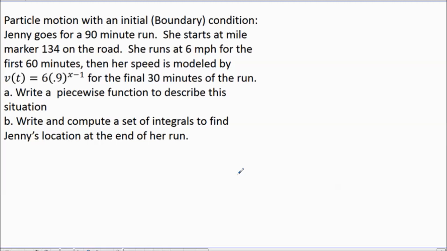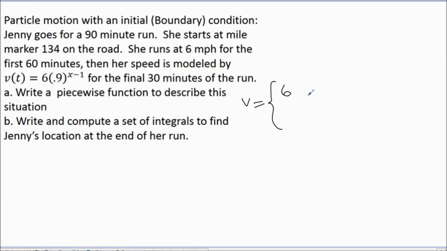Okay, so we have 2 prompts there. Number 1, write a piecewise function to describe this situation. What a great chance to review piecewise functions. So let's try to write that up. Okay, remembering what a piecewise function looks like. And we're going to write out her velocity. And so for those first 60 minutes, what is she doing? She's running at 6 miles per hour. So boom, 6, there's your y value.